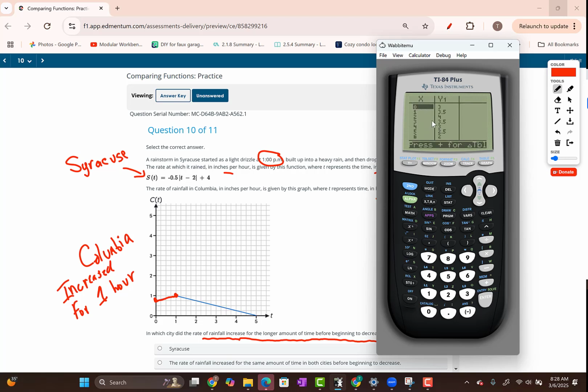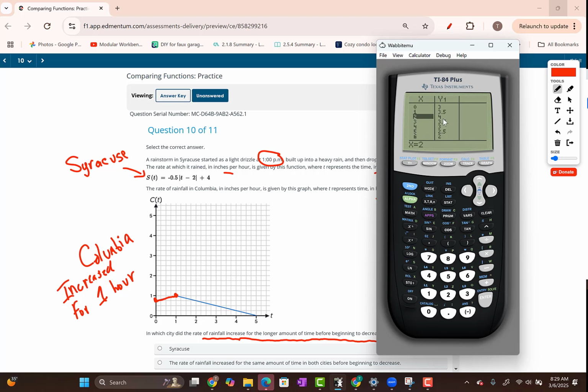And we can see from 0 to 1, we've increased from 3 to 3.5, but then from 1 to 2, we've increased from 3.5 to 4, and then from hour 2 and 3, it begins to decrease. Basically, all this tells me is Syracuse rainfall is increasing for 2 hours instead of just 1. So Syracuse is increasing for 2 hours because it goes from 3 to 4 inches from 1 to 3 p.m.